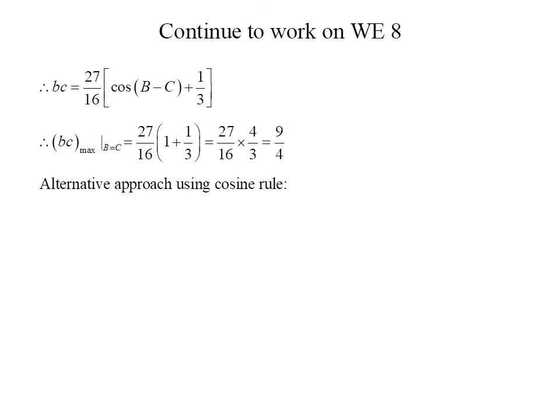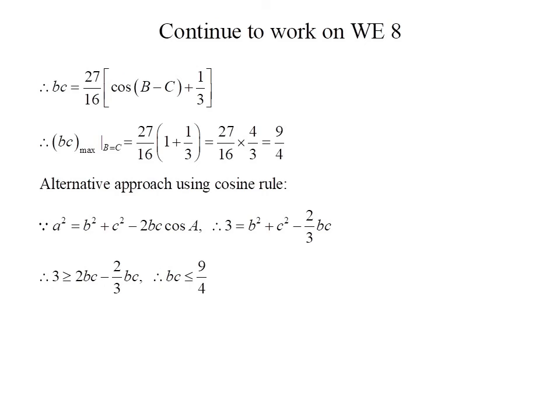Alternatively, when we apply the cosine rule to tackle this question, since a squared equals b squared plus c squared minus 2bc times cosine A, 3 equals b squared plus c squared minus 2 over 3 times bc. Hence 3 is greater than or equal to 2bc minus 2 over 3 times bc. After solving this inequality, bc is less than or equal to 9 over 4. So the maximum value of bc equals 9 over 4.